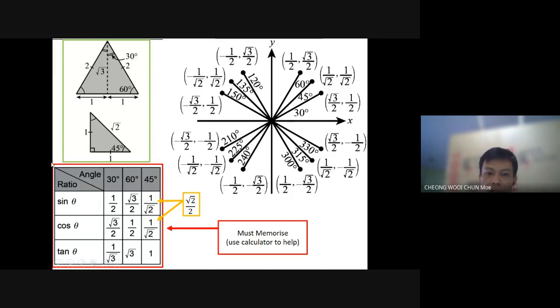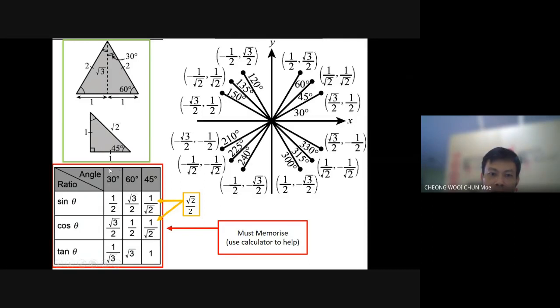Okay, for this part, this diagram no need to memorize. You need to memorize this part, this table. Very important to remember this table. Okay, it might look very difficult to understand the situation here. Okay, let me summarize for you, then you know the method to memorize.